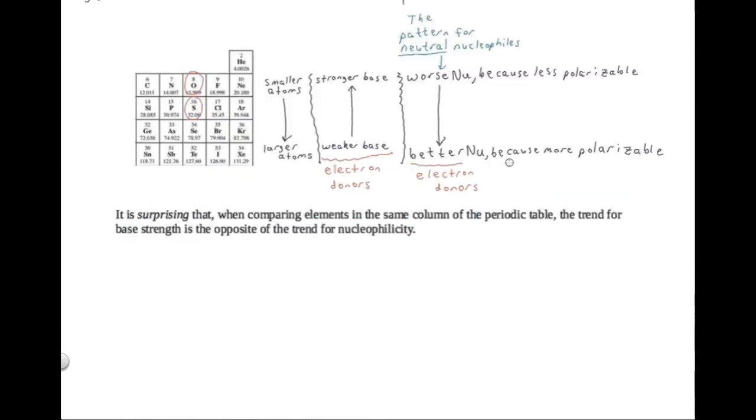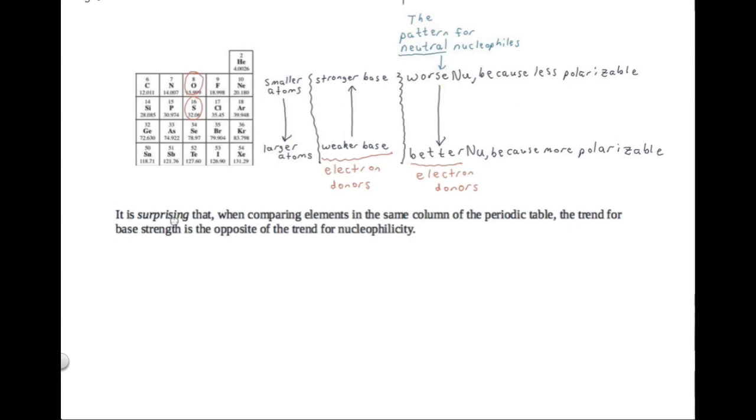As we've already previously discussed, when you're comparing elements from the same column of the periodic table, the trend for base strength is surprisingly the opposite of the trend for neutral nucleophiles. Base strength increases when we move up a column, but nucleophile ability for neutral nucleophiles increases when we move down a column. The bases and the nucleophiles have opposite trends. That's why we got somewhat opposite answers on this problem.